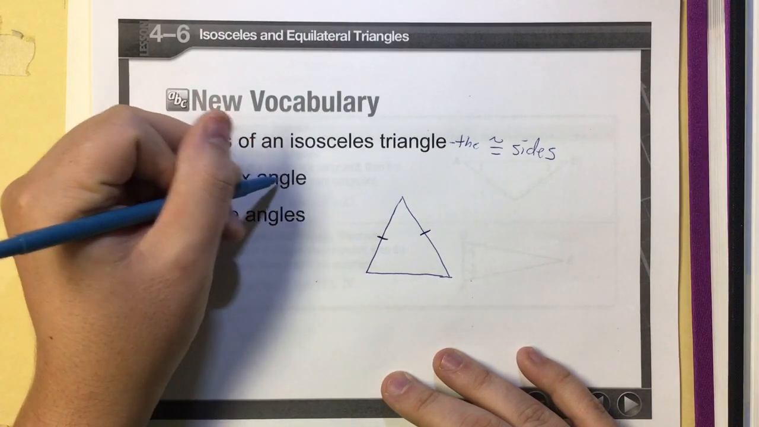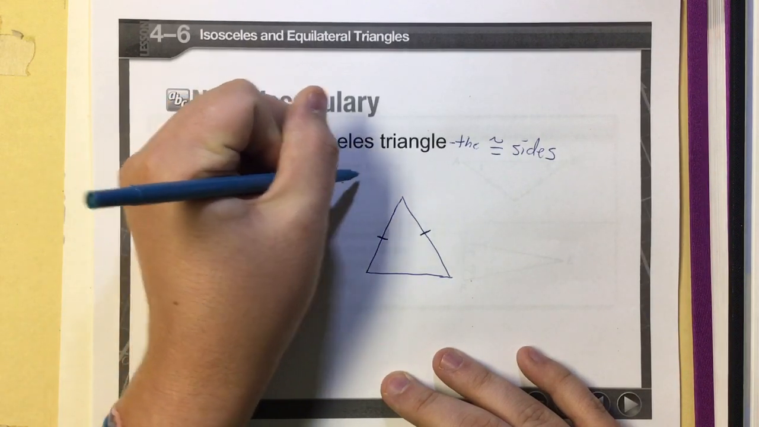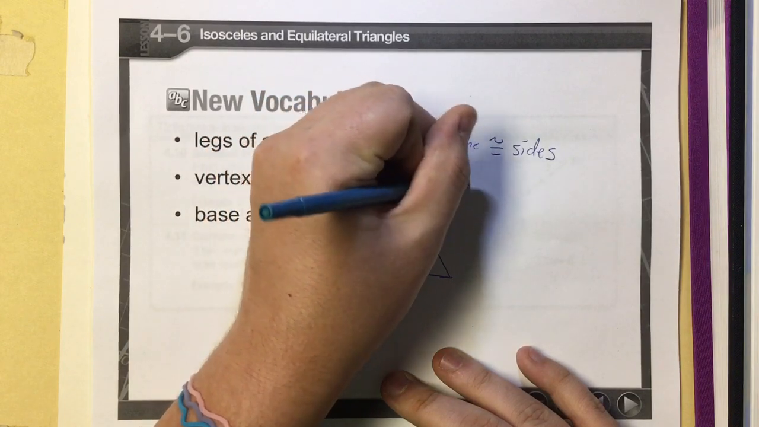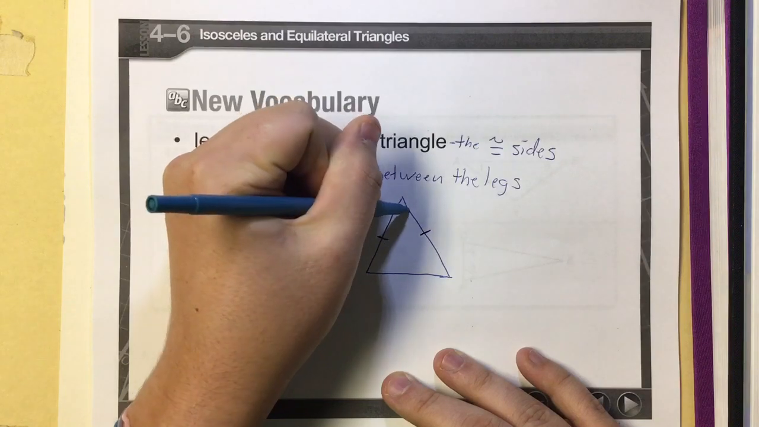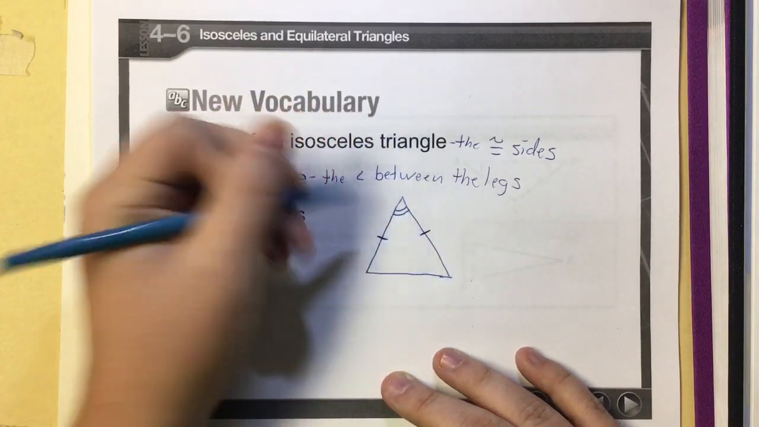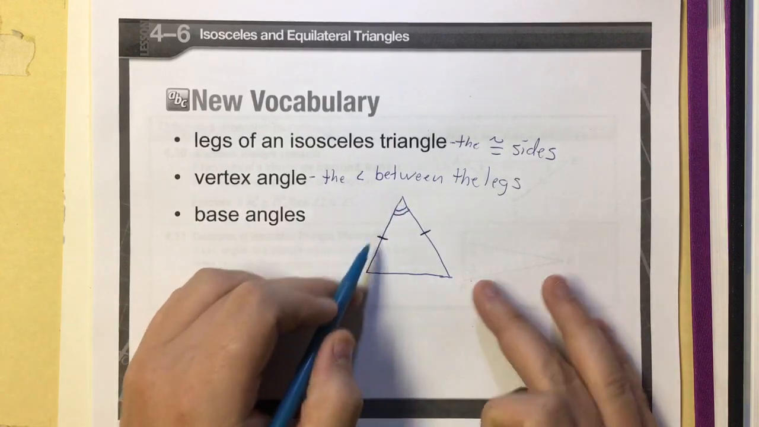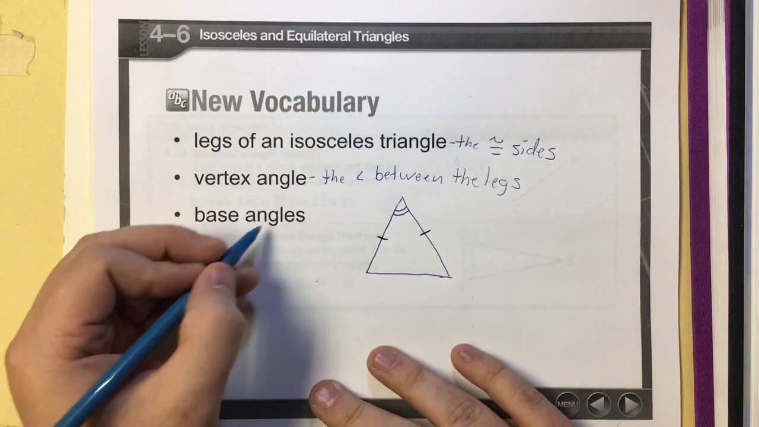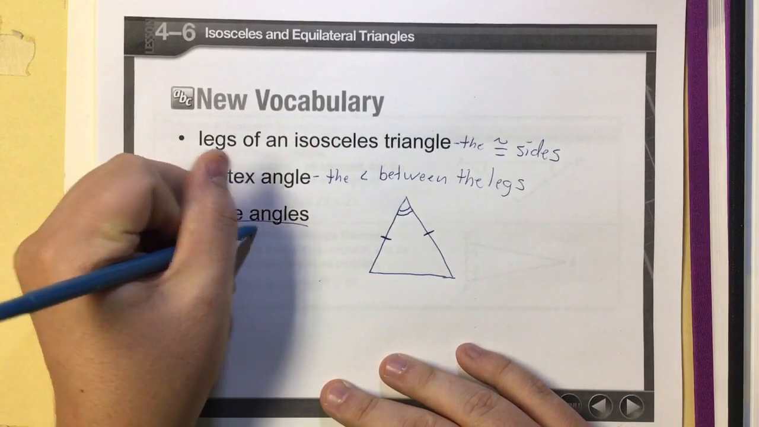The vertex angle, that is the angle between the legs. Using some of that vocabulary from previous sections, we could call it the included angle between those legs if you wanted, but that's the vertex angle, the one where the two legs or congruent sides meet each other. And the last one, the base angles, those are the other two angles.